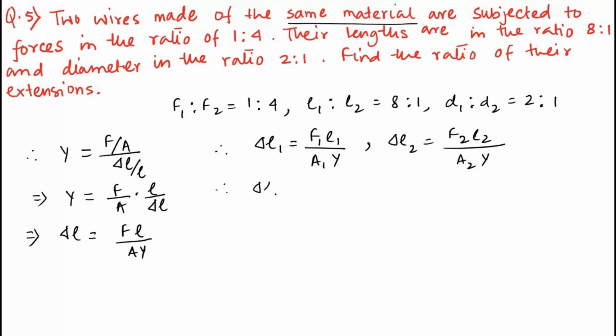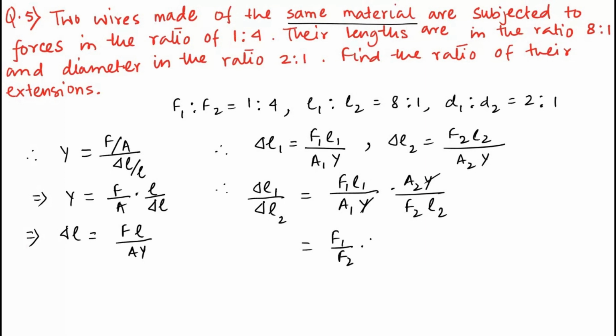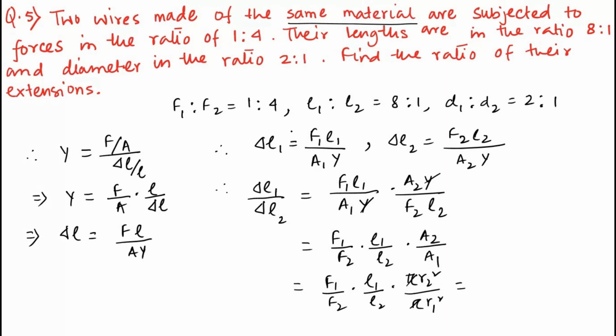Now we are going to take the ratio of delta L1 to delta L2, which would be F1 L1 divided by A1 Y into A2 Y divided by F2 L2. Now Y will cancel out with each other and we'll be having F1 by F2 into L1 by L2 into A2 by A1. Now we know that cross-sectional area means pi r square. So let's say this is pi r2 square divided by pi r1 square. So pi will cancel out with each other. Now according to this question, F1 is to F2 is given, L1 is to L2 is given, D1 is to D2 is given, not R1 is to R2 or R2 is to R1.